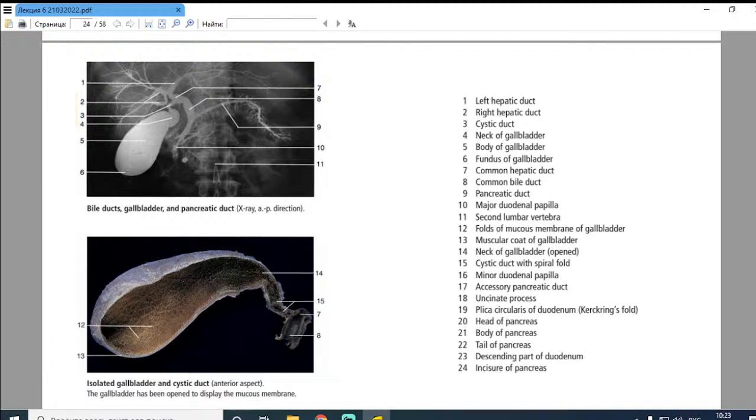You see isolated bile duct, gallbladder, and pancreatic duct. This is pancreas. This is gallbladder. This is common hepatic duct. Right hepatic duct, left hepatic duct. This is your common hepatic duct and common bile duct, ductus choledochus.